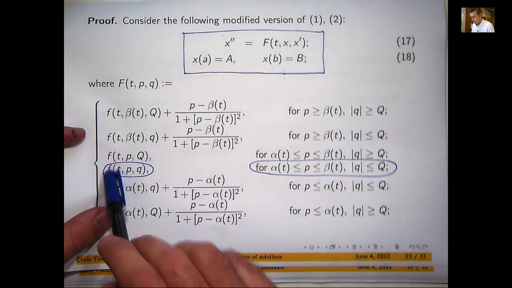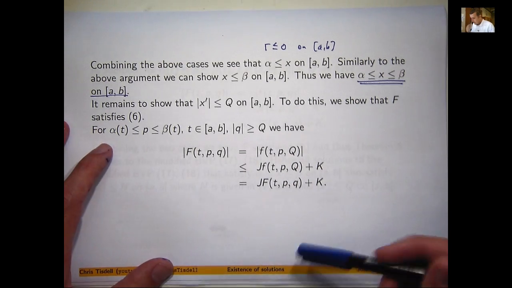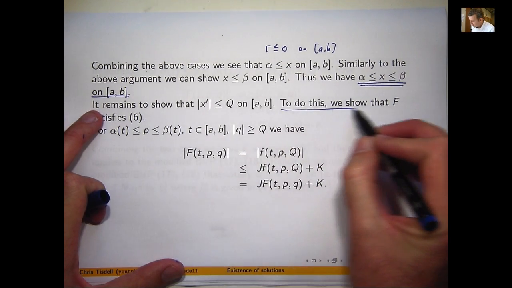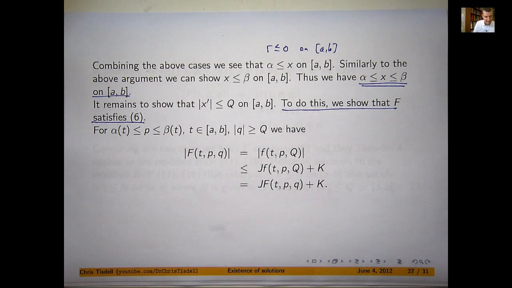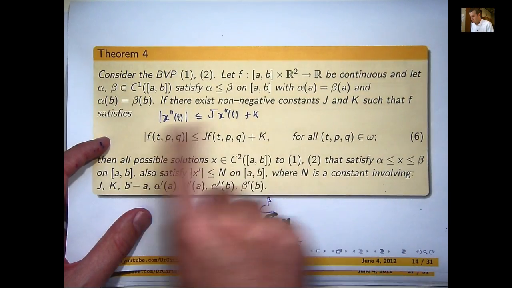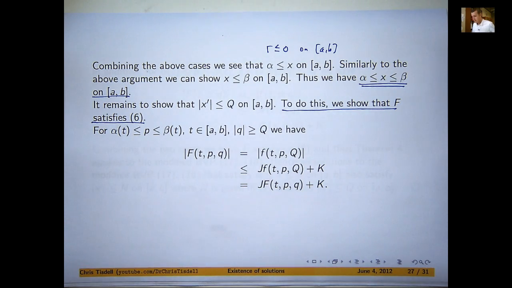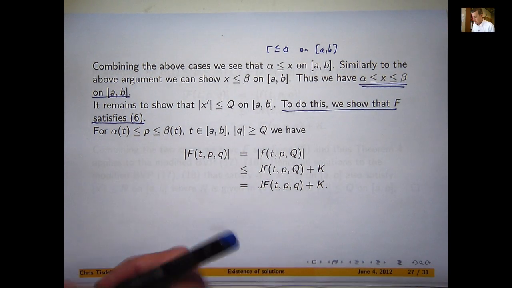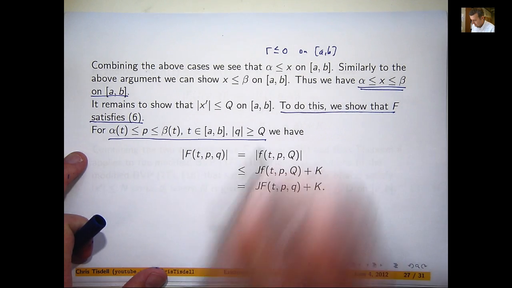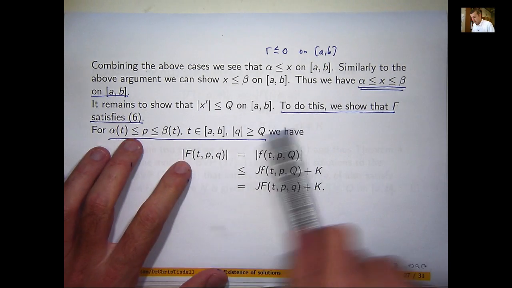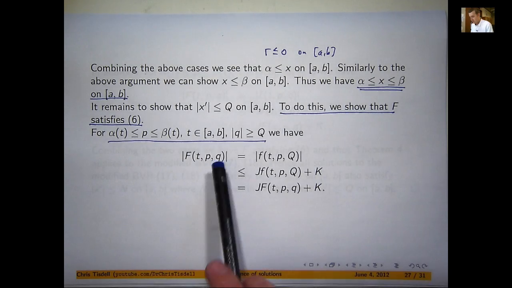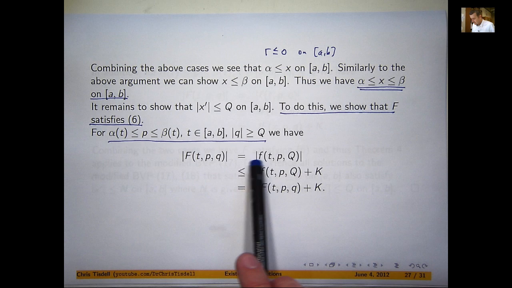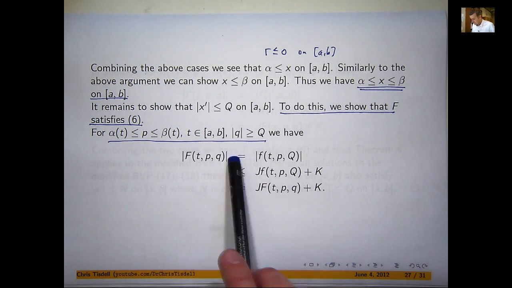F and big F are the same. Okay, all right, so how do we do that? Well, we show that big F satisfies inequality 6. So we want to show that big F satisfies this on this set. So we do that in two parts. First of all, on this set, just using our definition for big F, you can show that big F satisfies the following.